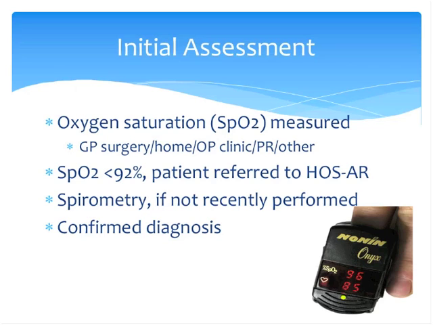And this is where we're looking at the oxygen saturations being above 92% to be considered good enough to not require a full oxygen assessment. Once you have taken these saturations, you then need to have a look if they're below 92%, and if they are, refer on to your HOS-AR service or equivalent. At this point, we recommend that spirometry should be performed if it hasn't been recently, and we do need to make sure at this stage that people have a confirmed diagnosis. If we don't know the reason why somebody is hypoxemic, then we need to find out before we move on to initiating oxygen.